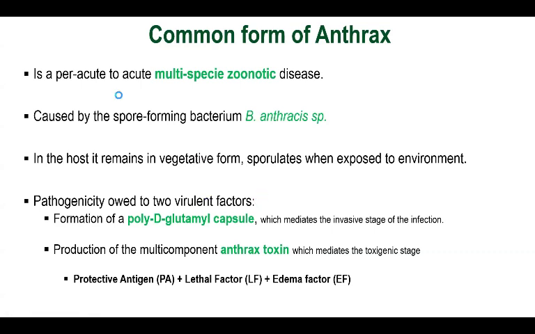If we look at the common form of anthrax, one of the most important aspects is that this is a disease which is peracute to acute, and it is a multi-species zoonotic disease. It's a classical zoonotic disease, but also multi-species. There are zoonotic diseases which are specific for a certain species of animals. But anthrax will affect a lot of different species, apart from also affecting human beings. When we are talking of peracute, it means that the disease occurs almost without premonitory signs.